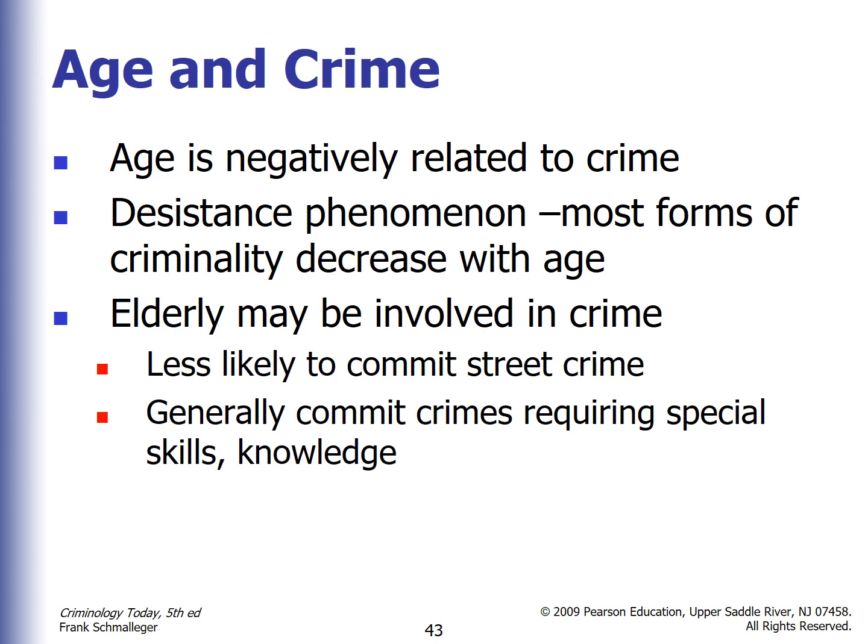All right, age and crime. This is one of your social dimensions. Age is negatively related to crime. As age goes up, crime goes down. We have something called desistance. Most forms of criminality decrease with age. Elderly can be involved in crime, but they're less likely to be out in the street robbing people. Generally, elderly people commit crimes requiring special skills or knowledge.